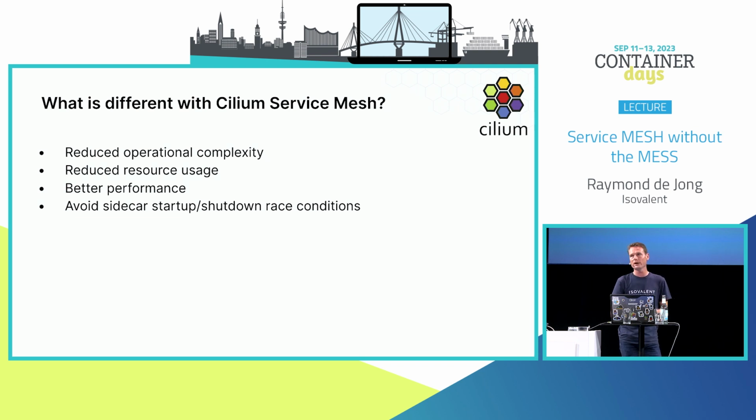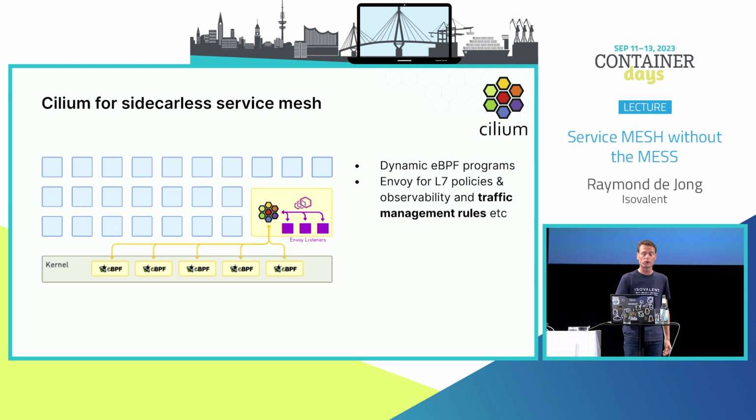We want to keep it as simple as possible and also remove a lot of the dependencies or overhead other service meshes are introducing. So the goal of Service Mesh with Cilium is to reduce operational complexity. We also want to avoid unnecessary resource usage from running sidecars. We want to provide better performance by using eBPF where we can, and avoid, obviously, any sidecar startup and shutdown conditions or having to wait for a sidecar to be ready to accept connections while your application is being scaled out, for example. So let's dive a bit deeper into how that works.